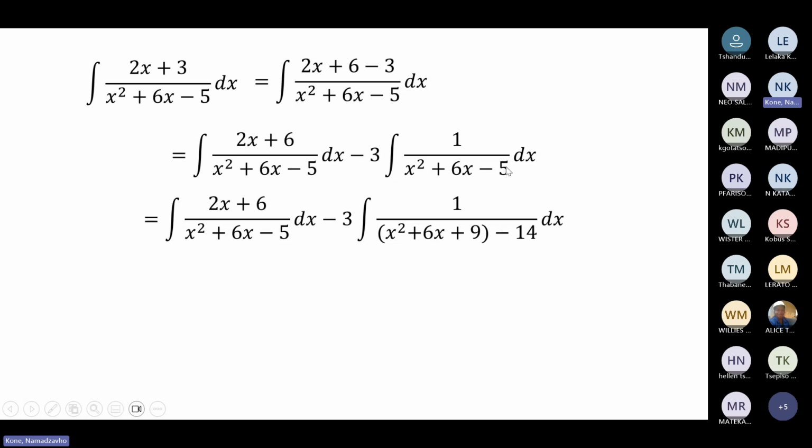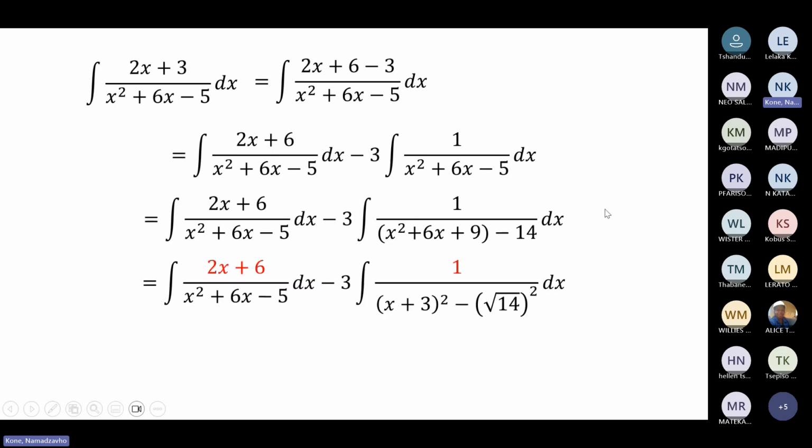Now we had a minus 5 sitting outside alone there. Because now we have added a 9 here, we must compensate by subtracting a 9 from this minus 5. Now minus 5 minus a 9 gives us this minus 14 that you see here. Now we have a situation where we can factorize this and have a perfect square, and this one can be written as a power of 2 in this manner.